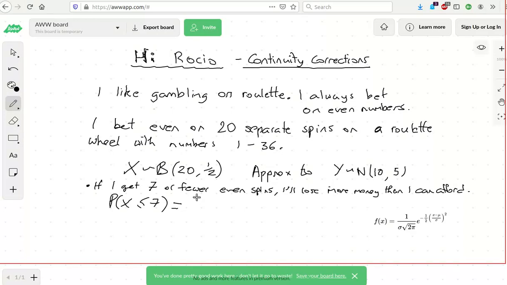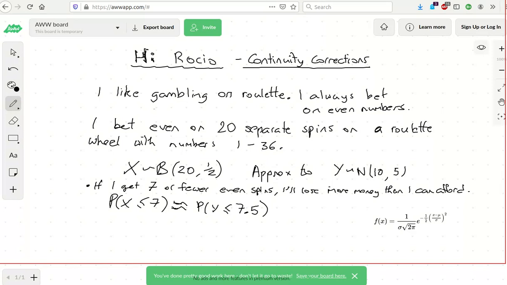Now, naturally, because of technology and calculators nowadays, I could work out exactly what that's going to be. It wouldn't be difficult, it would be pretty straightforward too. But I want to show you with the approximation. The way I normally notate it in my solution is I write the probability that x is less than or equal to 7 roughly equals the probability that y is less than or equal to, and here's where I have to do my continuity correction. I have to use 7.5, and you're wondering why it's 0.5.